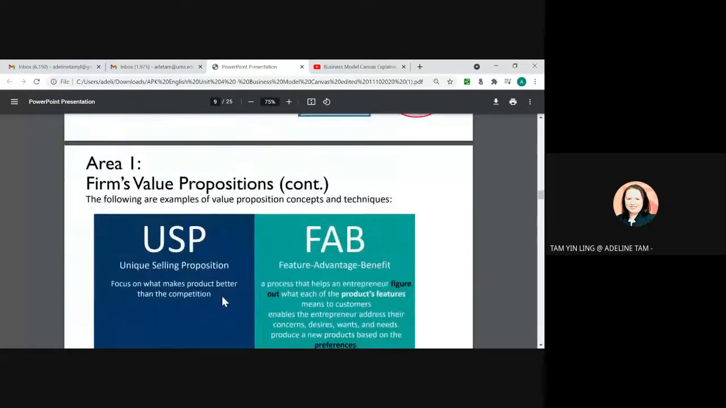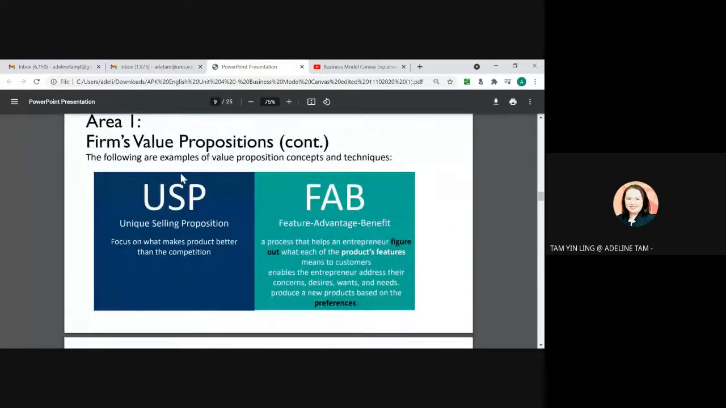So value proposition can be anything, of any reason. It can be a unique selling proposition, a very unique product that makes it better than the competitors, or it can be feature advantage benefit, with certain good benefit that makes the product better than another competitor's product. If I say FAB, it refers to a process that helps an entrepreneur figure out what each product feature means to customers, enables the entrepreneur to address their concern, desire, wants, and need, and produce a product based on the preference.